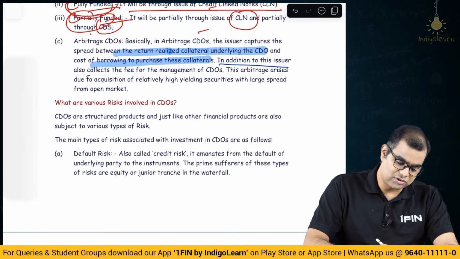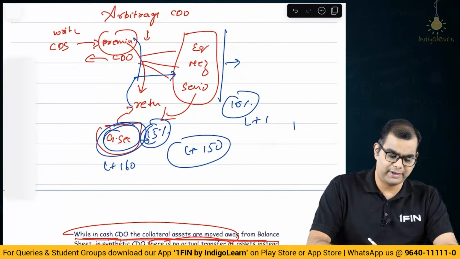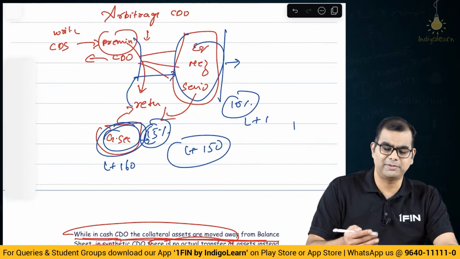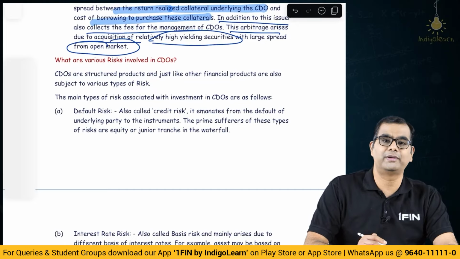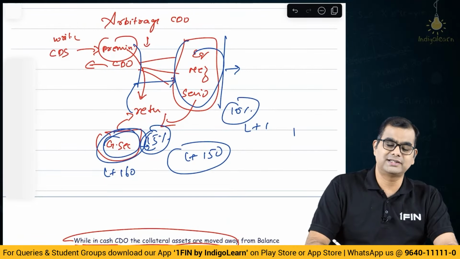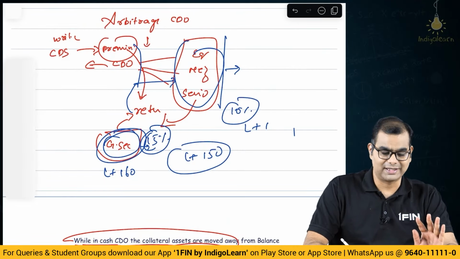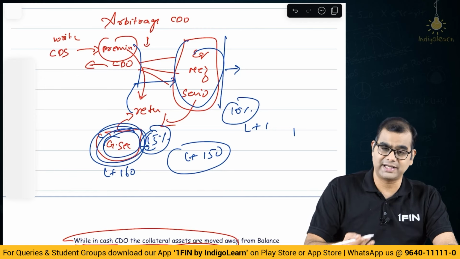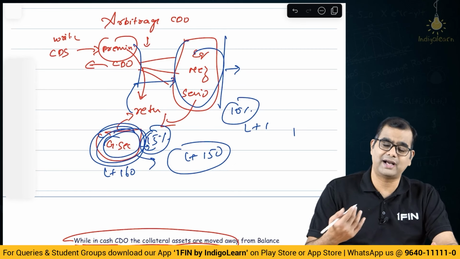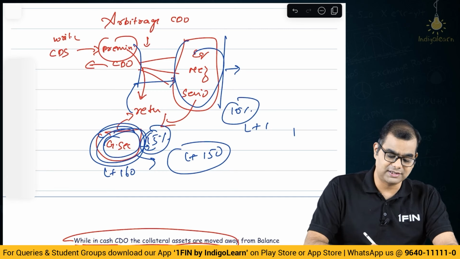In addition to this, the issuer also collects a fee for management of the CDO. So basically, for managing this whole thing, you collect some money from all these people. That's how you make money. This arbitrage arises due to acquisition of high yielding securities with large spreads from the open market. So what are high yielding securities? Basically junk, poor quality debt. Instead of investing in safe assets, you invest in risky assets where there are large spreads. So you earn high interest on that, and to these people you give basically a low return.